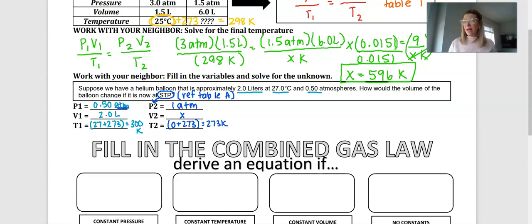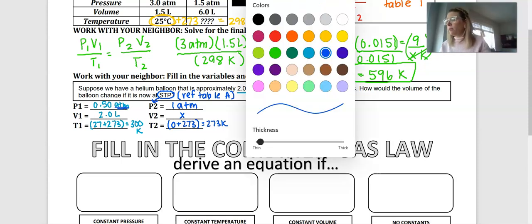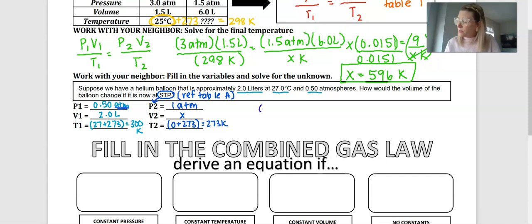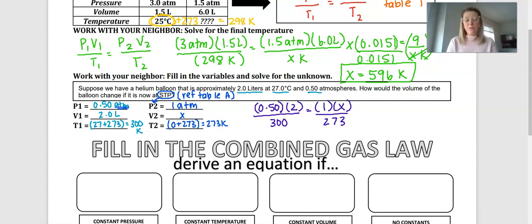So now we can go ahead and plug all of our information in to our problem. So we have 0.50 times 2 divided by 300 equals 1x divided by 273. And so let's go ahead and solve this out. So 0.5 times 2 is going to give us 1, divided by 300 gives us 0.003 repeating. So I'm just going to throw a couple 3's on there. Okay, and this is equal to x over 273.